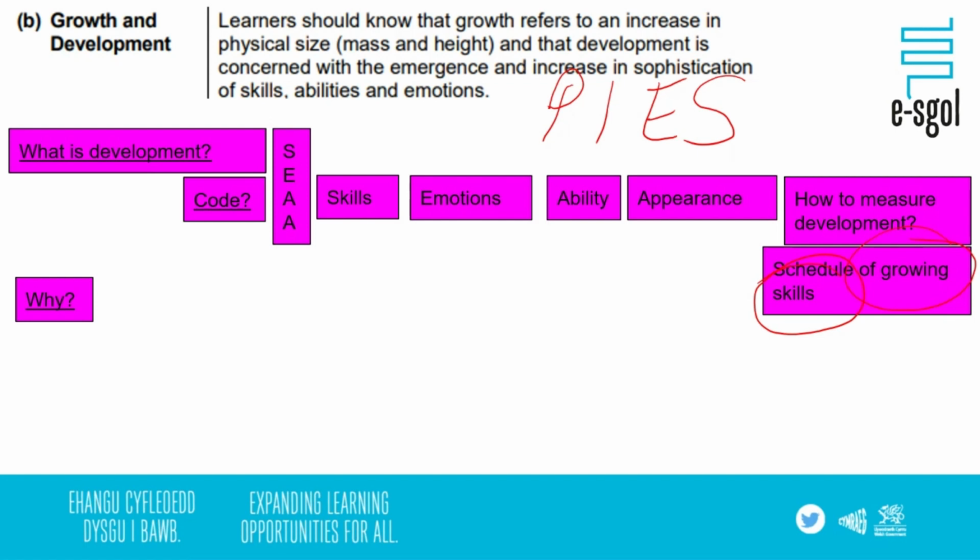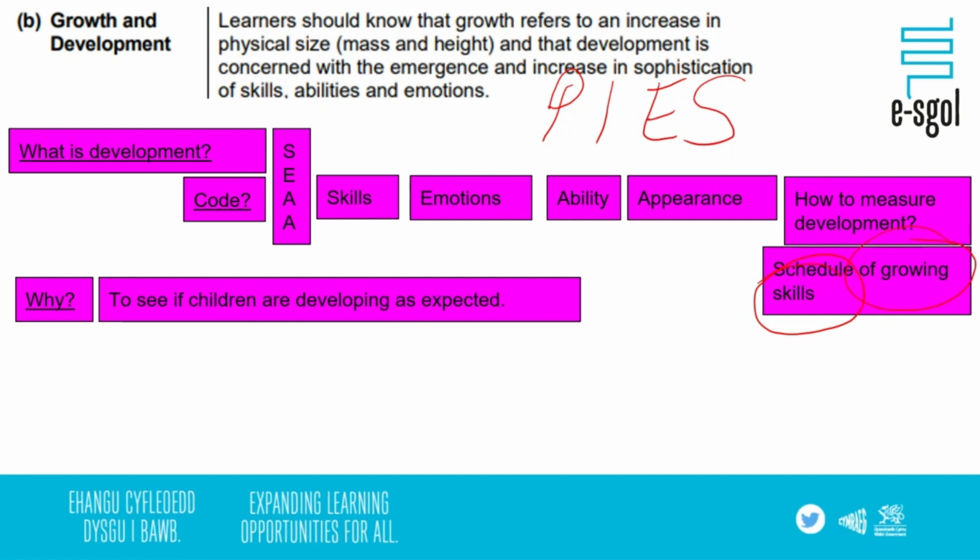So the schedule of growing skills is very important. Okay, there are several reasons as to why this is completed for every child. Again, similar to growth, to see if children are developing as expected. Okay, it's very important for us to be able to identify any areas of concern as early as possible so interventions can be put in place.